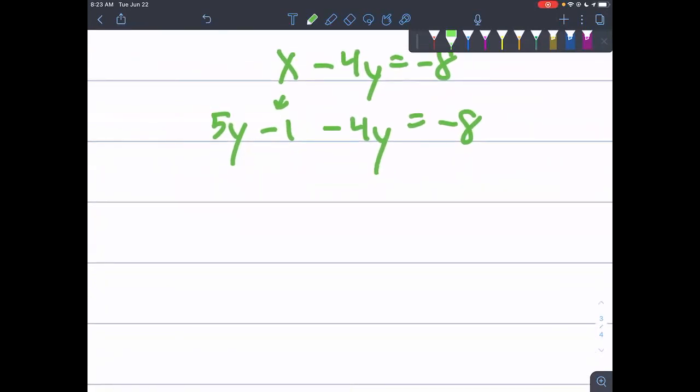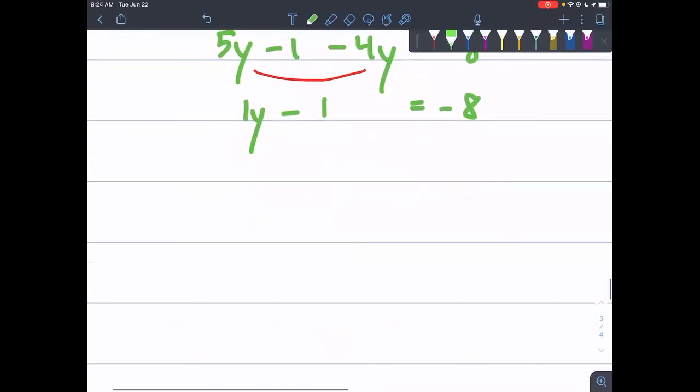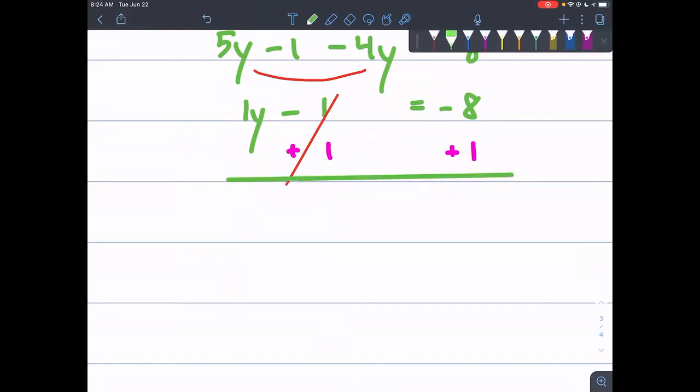Next, we've got some like terms. 5y and negative 4y, so 5 minus 4 leaves you with 1y. And we do still have that minus 1. So putting the y's together, we've got 1y minus 1 equals negative 8. So I'm just going to add 1. That'll get rid of the 1 part and it'll leave y by itself. So y is equal to negative 8 plus 1.